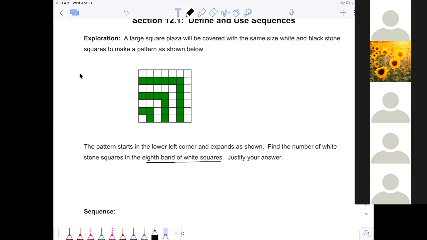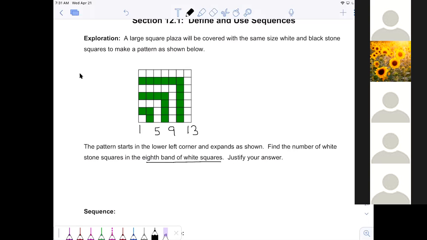So Valerio, how many stone squares are in the 2nd band of white stone squares? 5. And then how about in the 3rd band? 9. So the 4th band would be? 13. All right. So what do you notice about those numbers, Valerio? They're all odd. So we have all odd numbers, and that's because of that little corner box. So you have an even vertical and horizontal, but where they meet, that makes it the odd number.